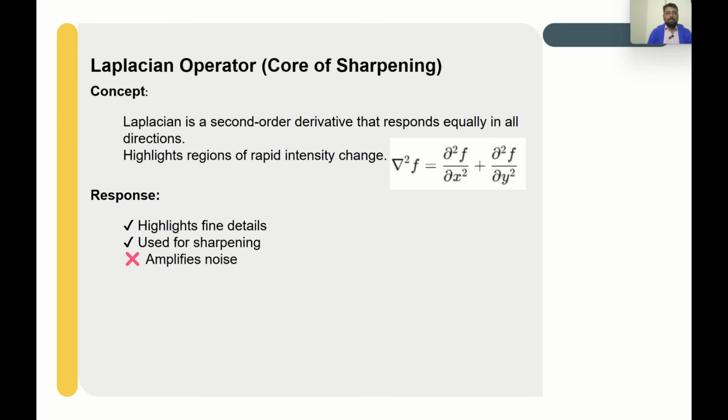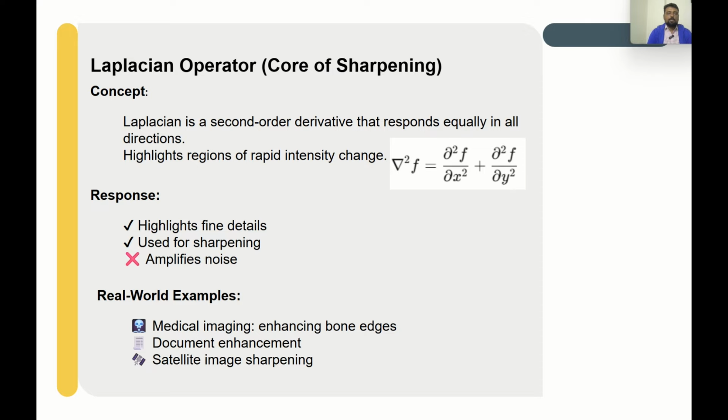It highlights the fine details. It's used for sharpening, and it amplifies the noise also. That is the problem. So real world examples are medical imaging, document enhancement, and satellite image sharpening. This is used there as well. So now you can see the difference. The main difference is that in the corners it's highlighting too much. Where the intensity changes, that area will be highlighted, and the areas of rapid change will be mainly identified. So you can identify a lot of things with this one.